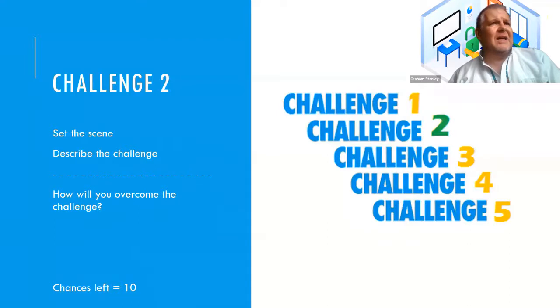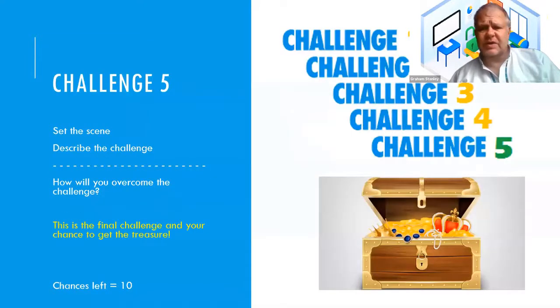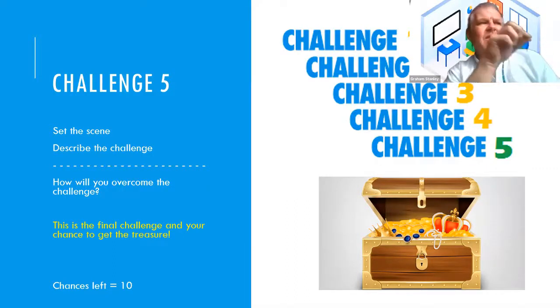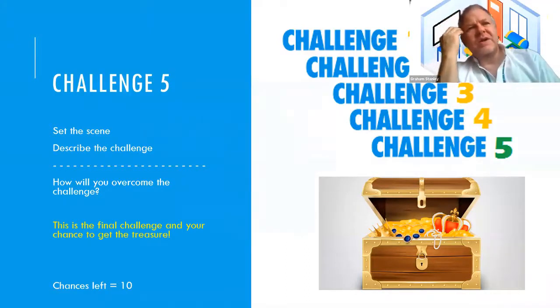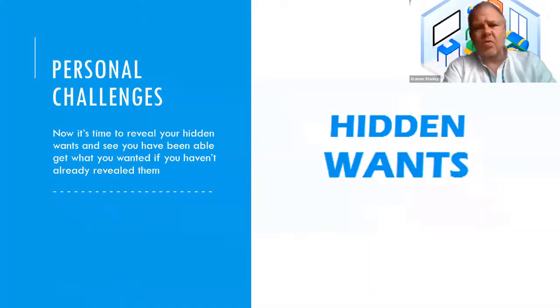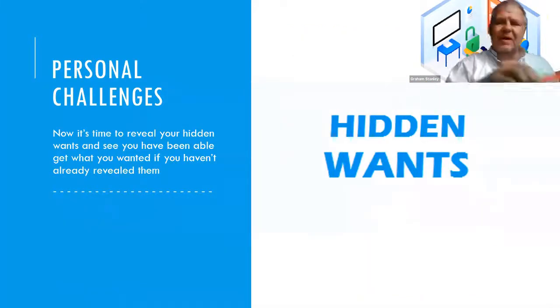So what you do is, as you go through, you do the challenges, and the students reveal their secret wants as and when they want. If they haven't revealed their secret wants by challenge 5, and they've still got chances left, they come to the treasure and we see them get the treasure. At this point, everyone needs to reveal their secret wants and hidden challenges, and you pull out the card and see whether this has been successful or not.